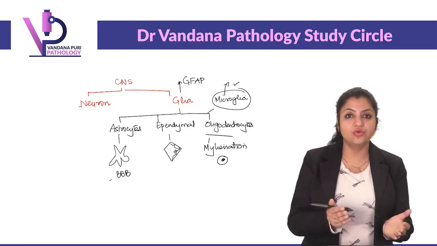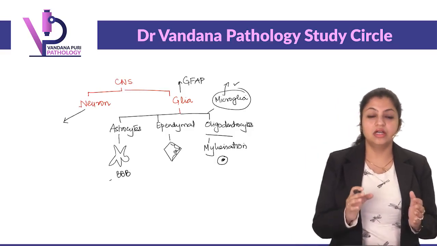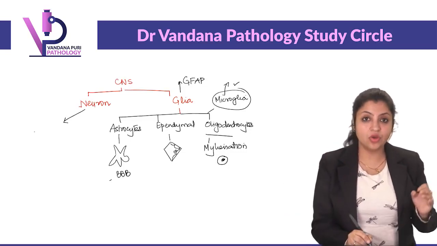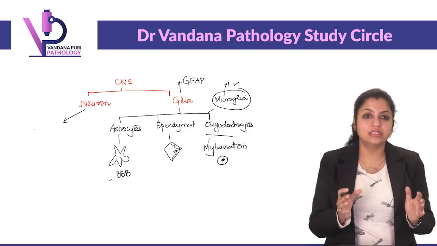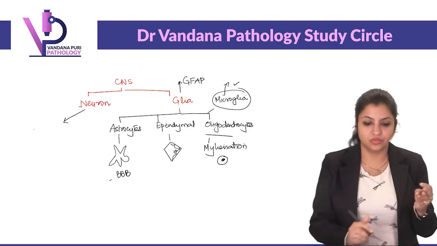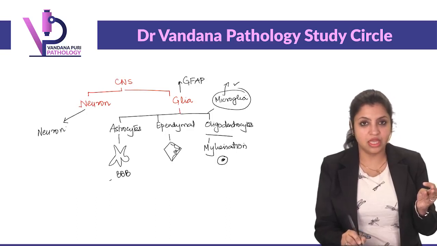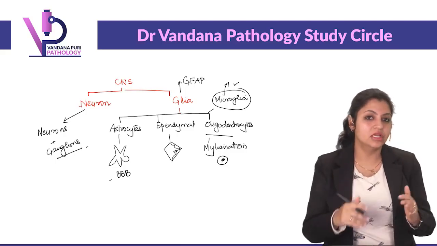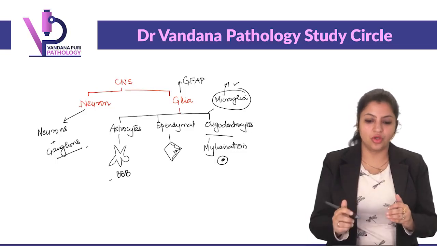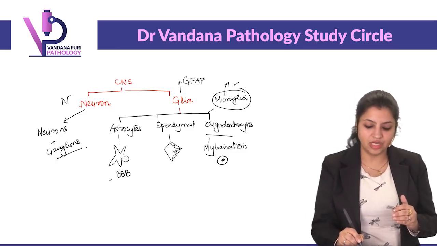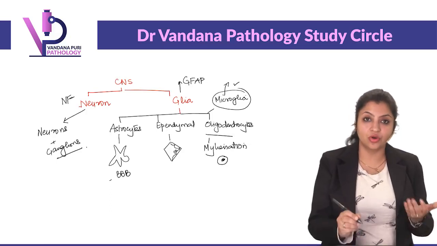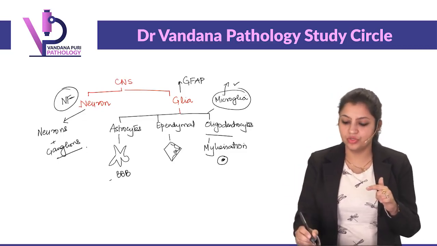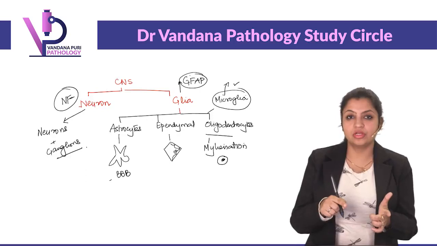Now, when we talk about neuronal tissue, neurons are the cells which transmit information from one end to the other end. Neuronal tissue is made up of neurons and ganglion cells, and their major function is transmission of information. Any neuronal tissue has neurofilament. So what is the intermediate filament of a glial tissue? GFAP. What is the intermediate filament of a neuronal tissue? NF.